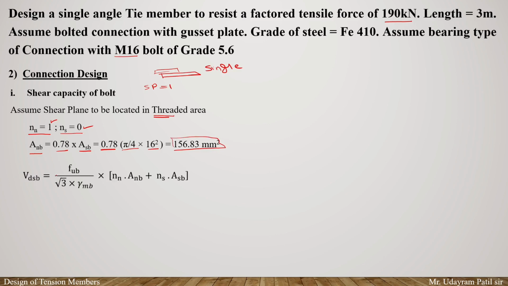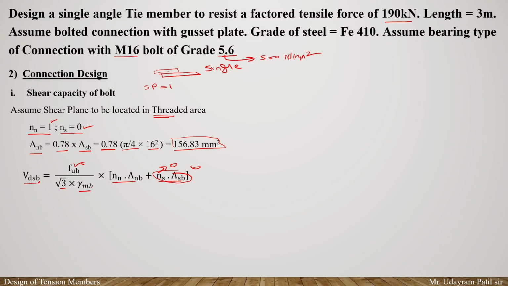Next is your Vdsb. Calculating the shear capacity, that is the design shear strength of the particular bolt, Vdsb will be equal to fub divided by √3 multiplied by gamma mb, then whole term multiplied by nn multiplied by Anb, plus ns multiplied by Asb. Now the value of ns is 0, therefore this whole term will become 0. The value of fub will depend upon the grade of the bolt. Your grade is 5.6, therefore if we select 5, in that case fub will be equal to 500 N/mm². So here the fub value will be equal to 500.